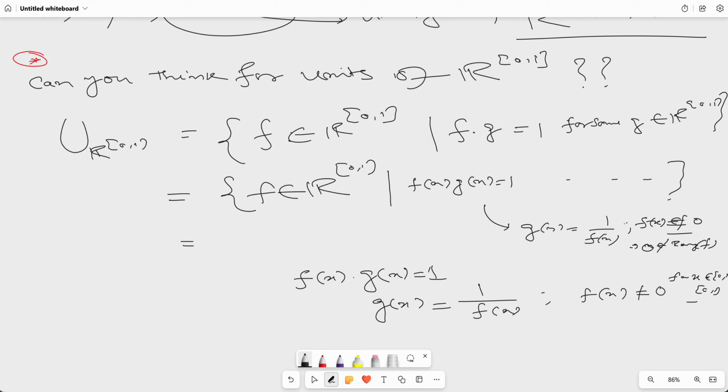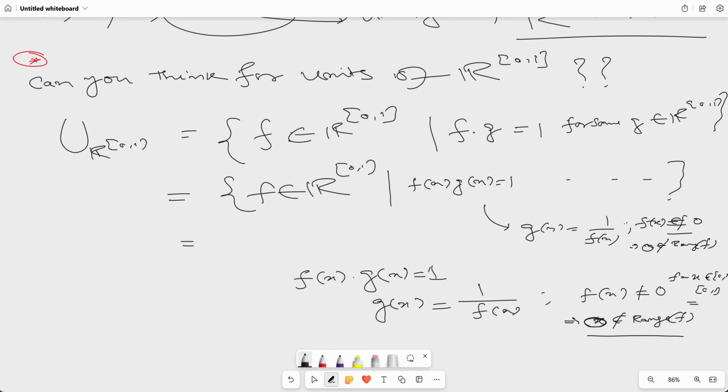Okay, so f(x) should not be 0. What does it mean? It means that 0 should not be inside the range of f, right? Are you getting my point? If 0 is inside the range of f, then 1/f(x) cannot be defined here. That's my point.